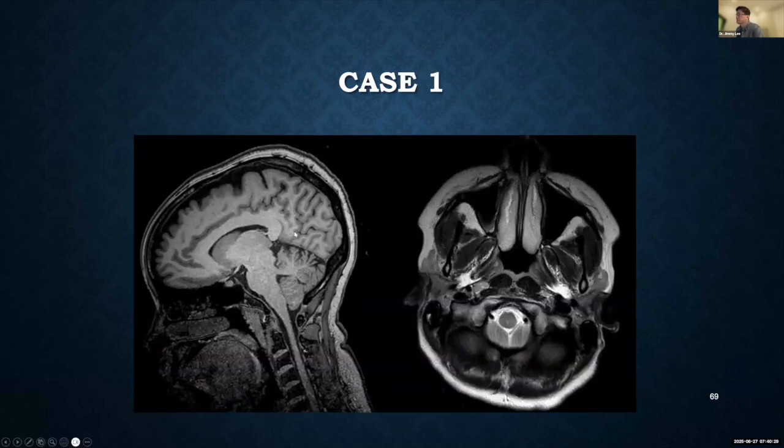So that's it. So we're going to the last third part of the talk. We're talking about some cases. So here's an example of case 1, sagittal T1, T2 axial. So what do you see? I'll give it a few seconds.